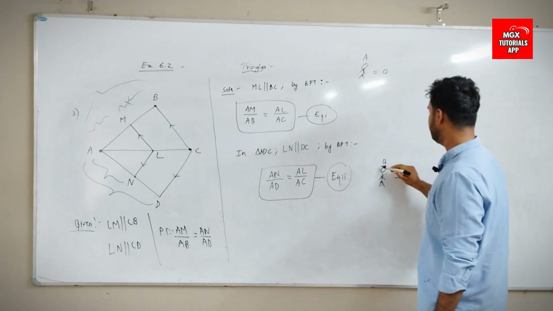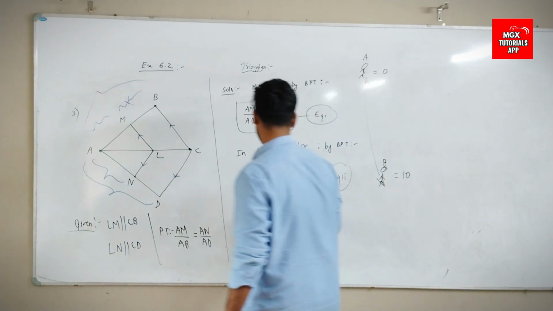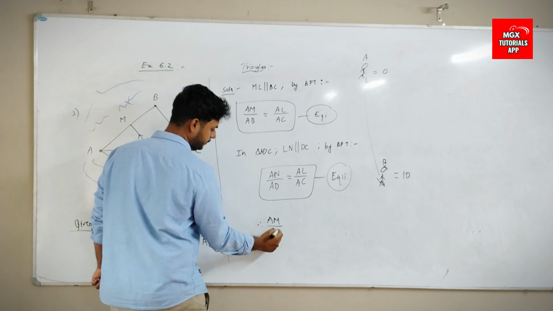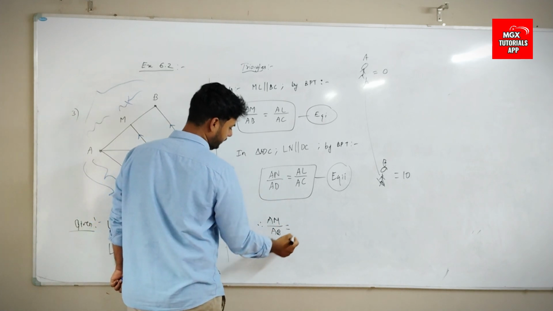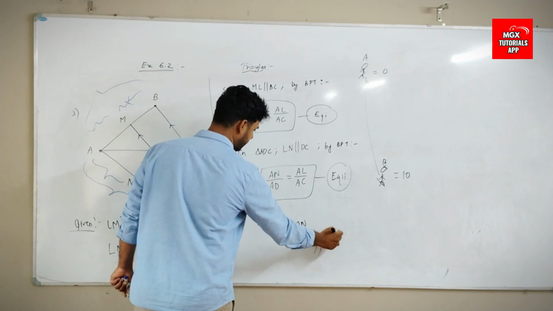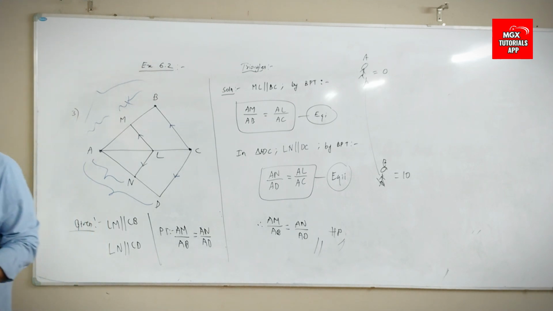If both have 10 rupees, both are equal or no? Okay, like that. So AM by AB, therefore directly you can write AM by AB is equal to AN by AD. Hence proved. This much easy are the theorems. If you know theorems, you can prove this much easily.